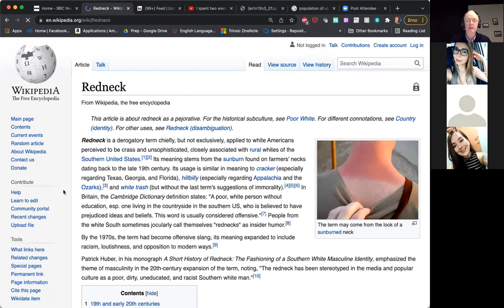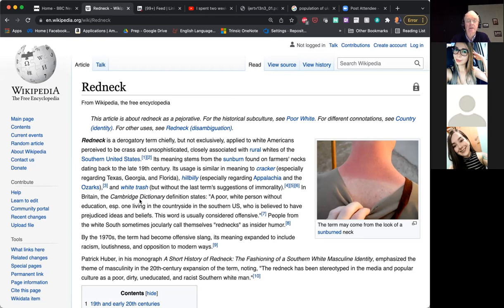Let's look at what Wikipedia says. A derogatory term, so derogatory means negative, right? You're putting down, but not exclusively applied to white Americans, perceived to be crass and unsophisticated, closely associated with rural whites of the southern United States. Its meaning stems from the sunburn found on farmers' necks dating back to the late 19th century. Its usage is similar in meaning to cracker or hillbilly regarding Appalachia and Ozarks, and white trash, but without the last term's suggestion of immorality.